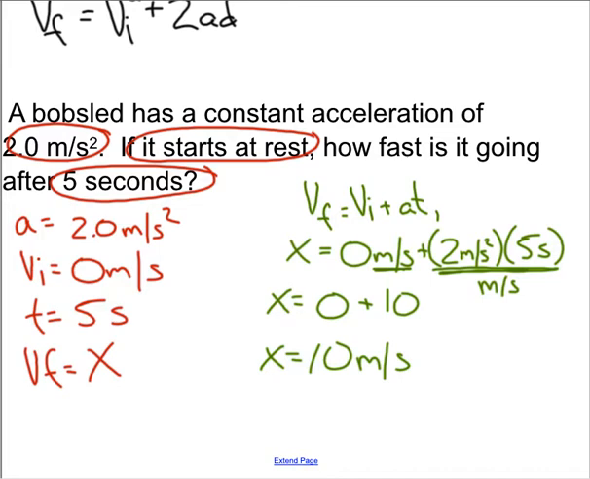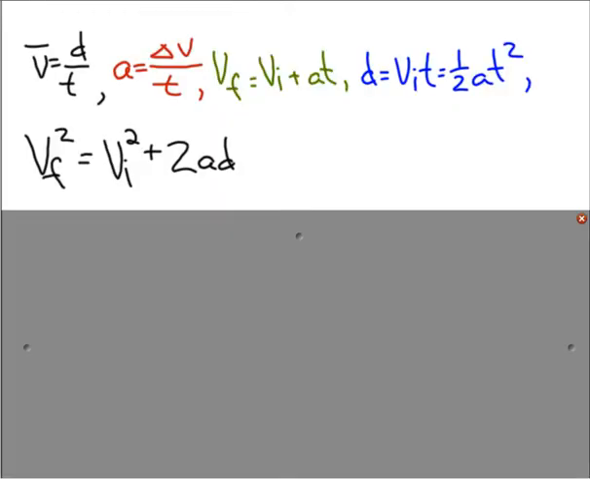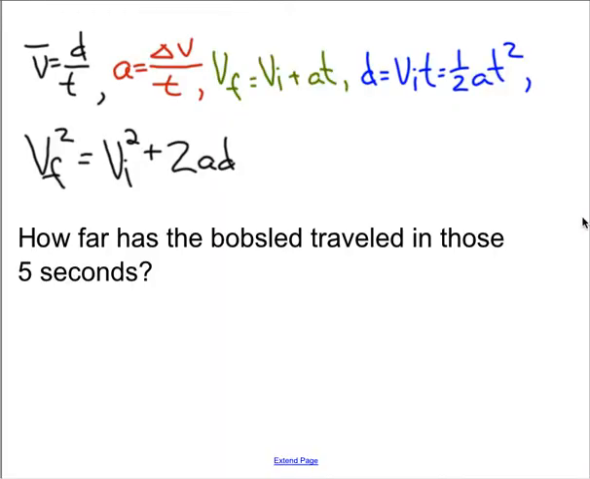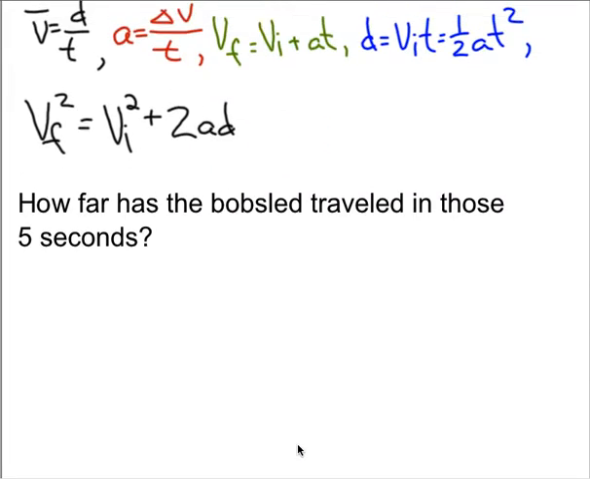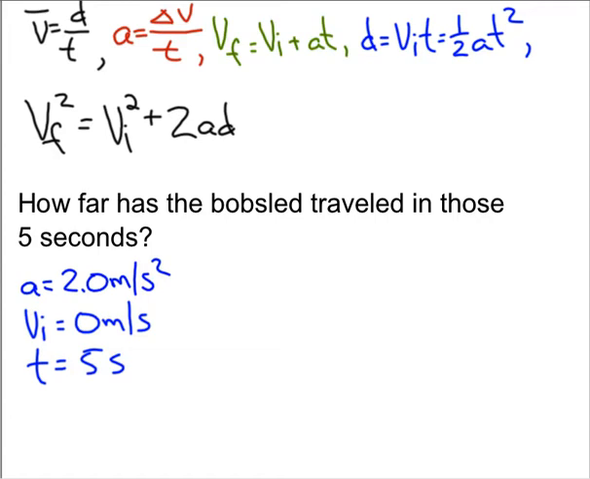Let's try some more. Now we have some more information, so I'm going to use some of these numbers again. Here's our formula, and here's our second problem. How far has that bobsled traveled in 5 seconds? We can use a lot of the information from the last question. Acceleration is still the same. The initial velocity is the same. The time is the same. But now we even have one more bit of information. We know the final velocity is 10 meters per second, which is nice. We want to know what the distance is.